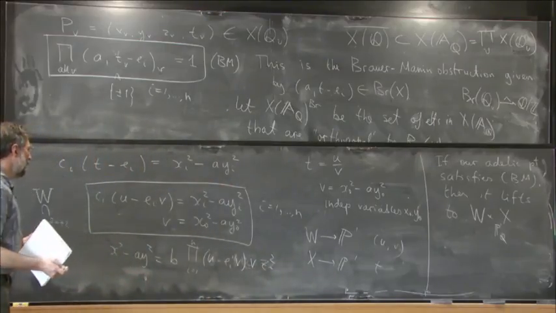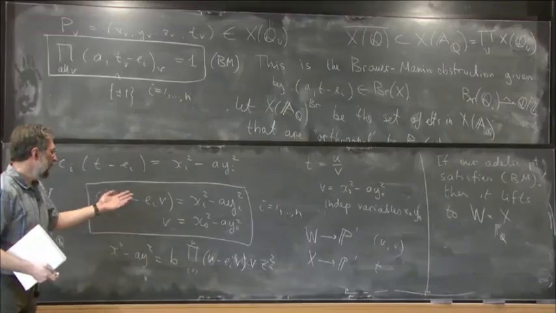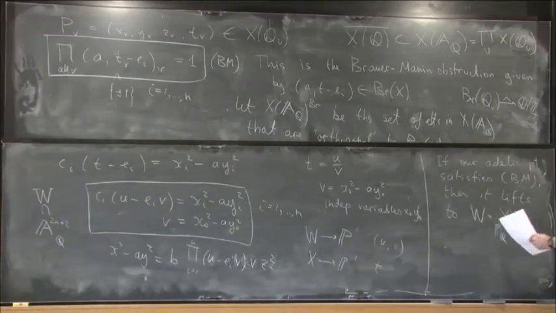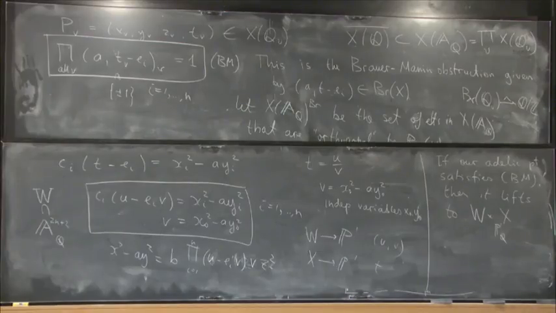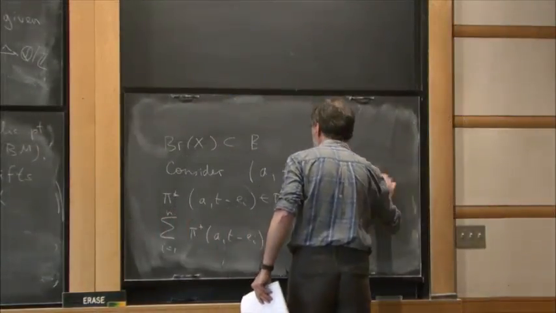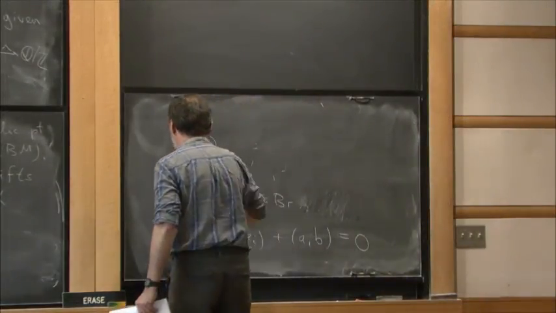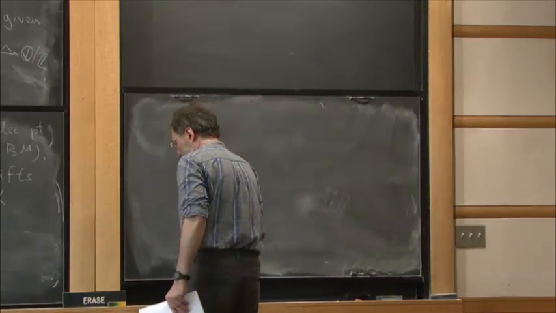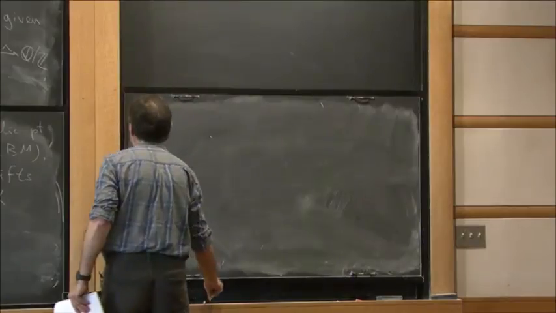And then a straightforward change of variables shows that this fibered product is in fact birationally equivalent to an honest product of W and a conic. So, product of W and a conic, that is.